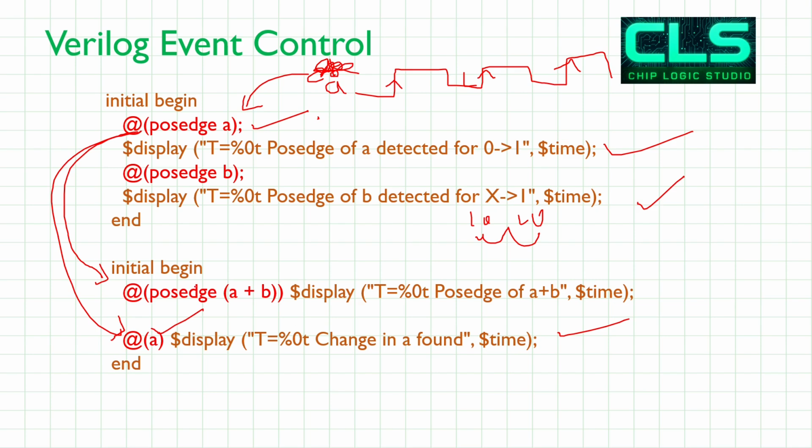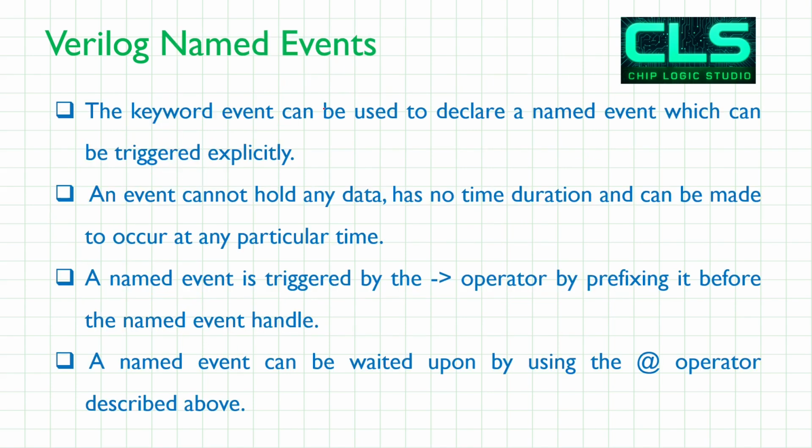The meaning of this is this. And posedge of a plus b is whenever these two have a posedge or changes simultaneously, you can say, then it will be triggered. You can execute these things and you can see the results.